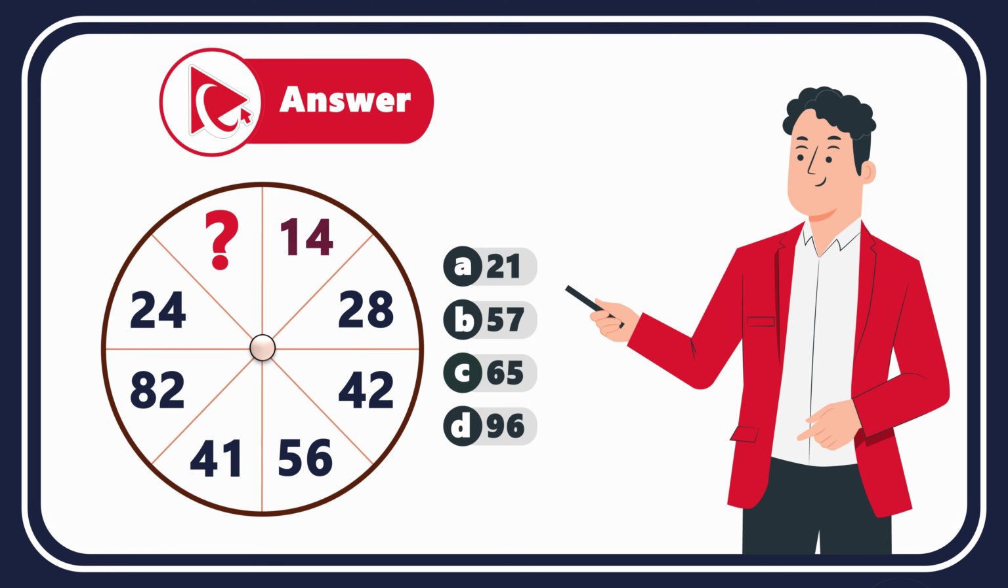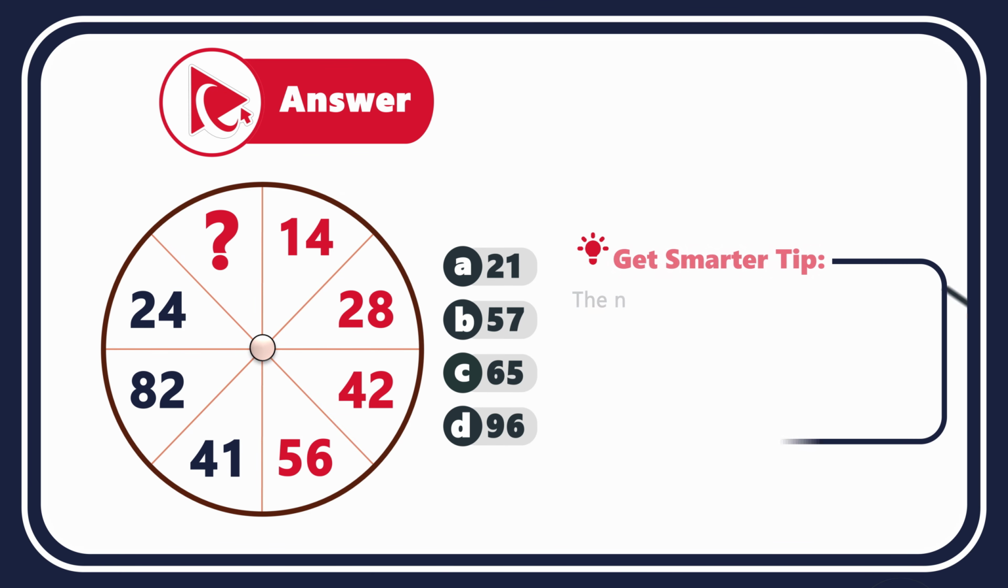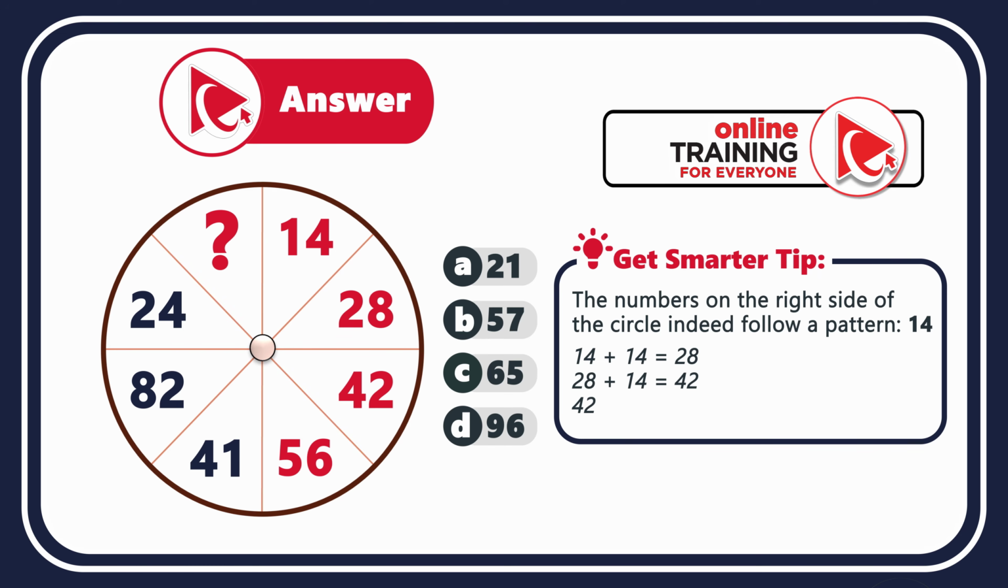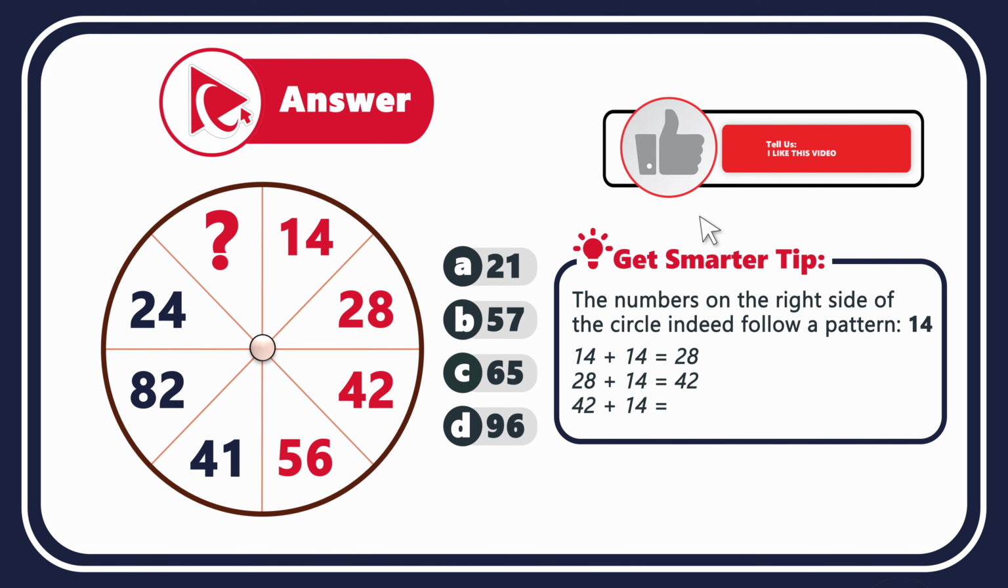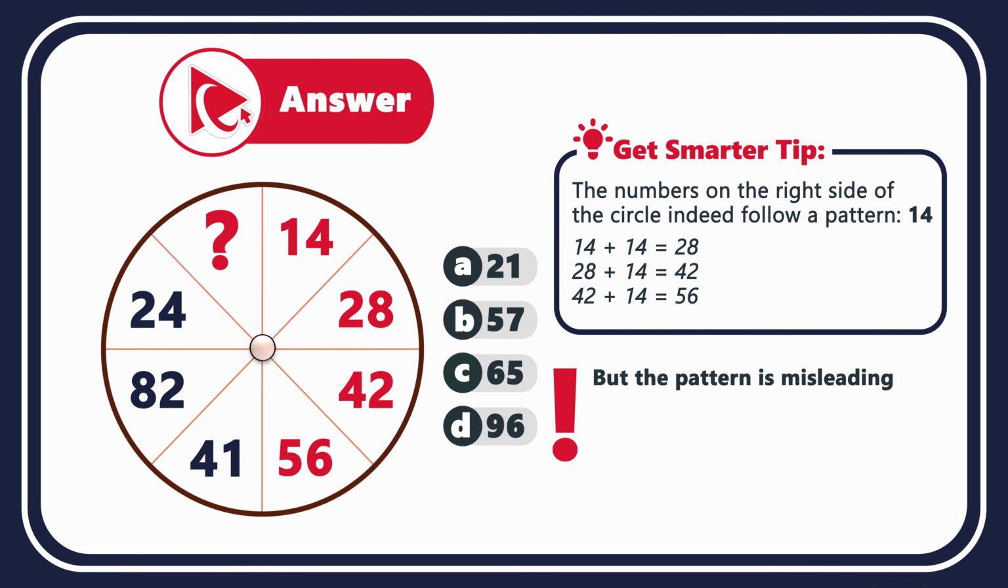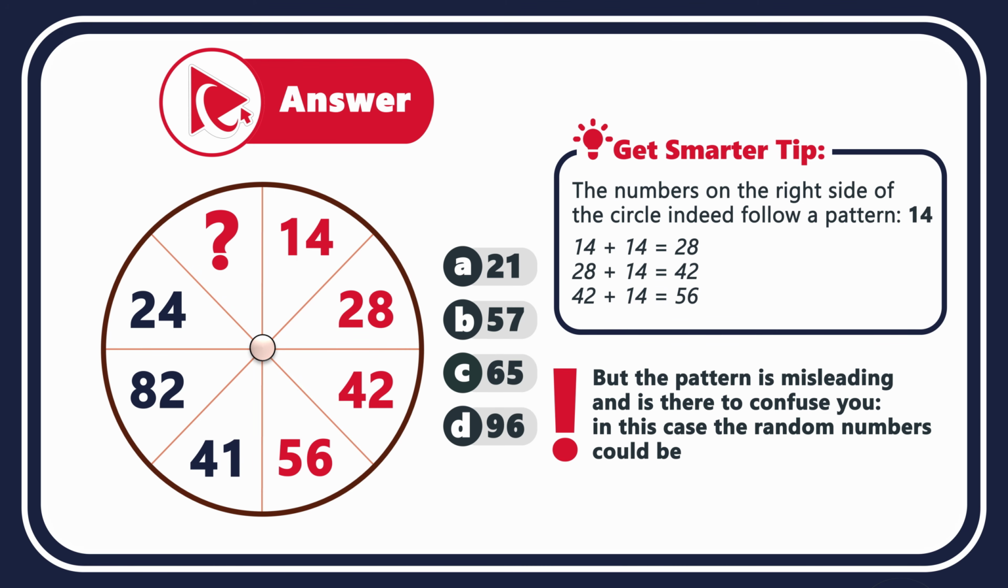Let's look at the numbers 14, 28, 42, and 56. As you can see, they all increase by 14. 14 plus 14 equals 28. 28 plus 14 equals 42. And 42 plus 14 equals 56. But then this pattern breaks, and you see numbers 41, 82, and 24. Unfortunately, this pattern is misleading, and it's there to confuse you. In this case, the random numbers could have been used as well.